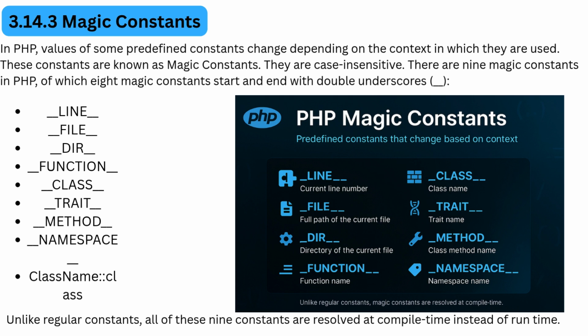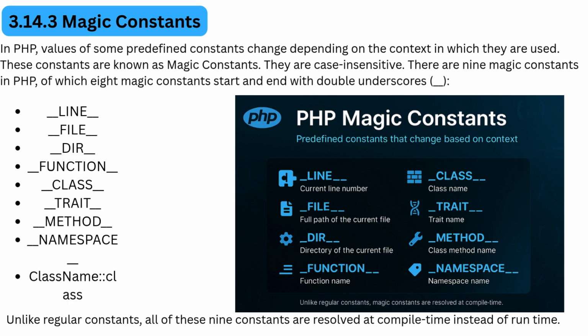Seventh, we have __METHOD__. This constant displays the name of the current class method. It combines both the class name and the method name, giving you a clear reference to where you are inside your code. Eighth, we have __NAMESPACE__. This constant returns the current namespace name. Namespaces in PHP are used to organize classes, functions, and constants, and this constant helps you identify which namespace your code belongs to.